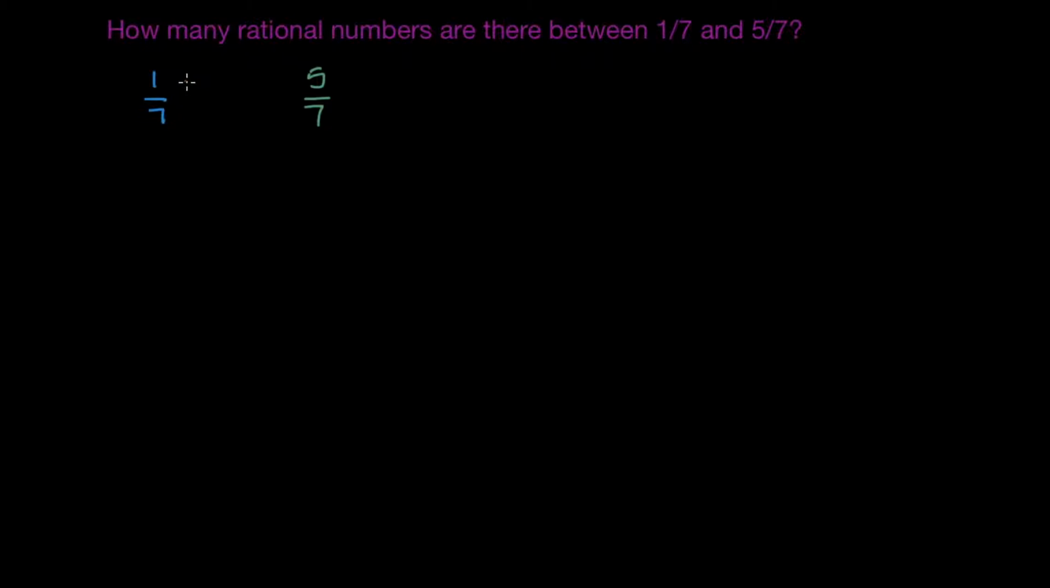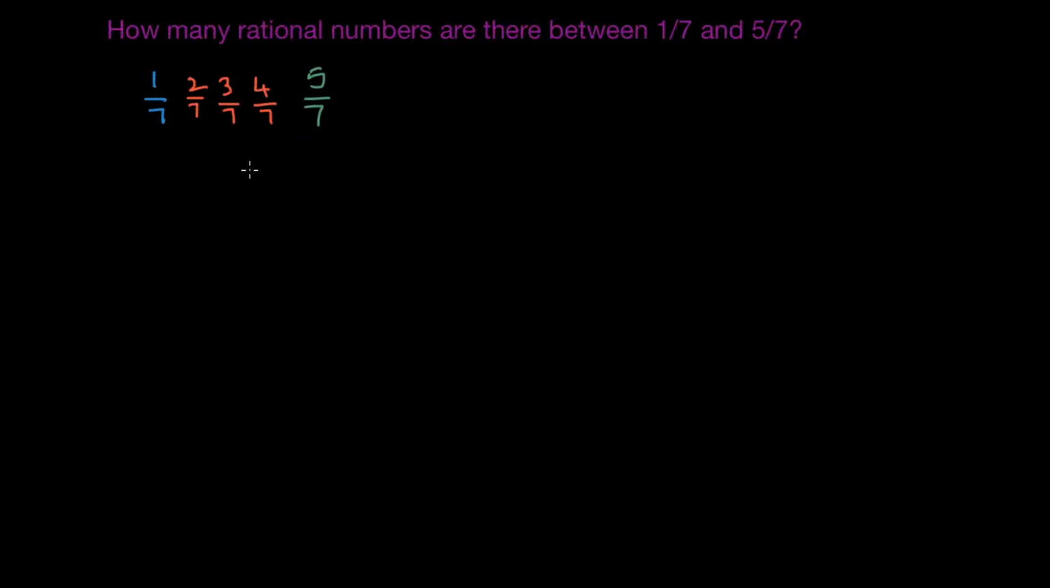So 1 by 7 is less than 2 by 7, and then that's less than 3 by 7, that's less than 4 by 7. Right? 2 parts out of 7 is more than 1 part out of 7, and it's less than 5 parts out of 7. So we have 2 by 7, 3 by 7, and 4 by 7. So we have found 3 rational numbers. Now, is that all? Well, let's look at this.